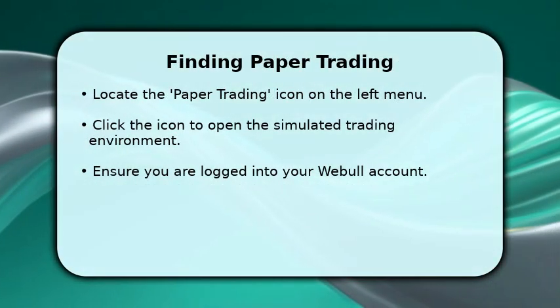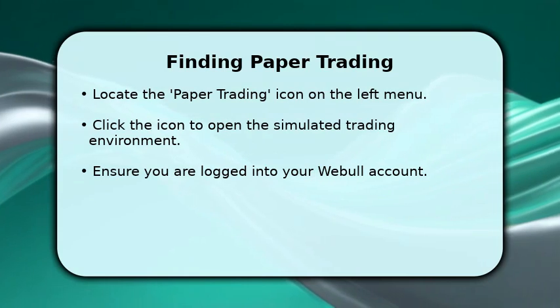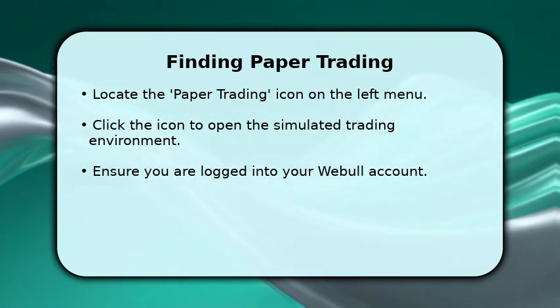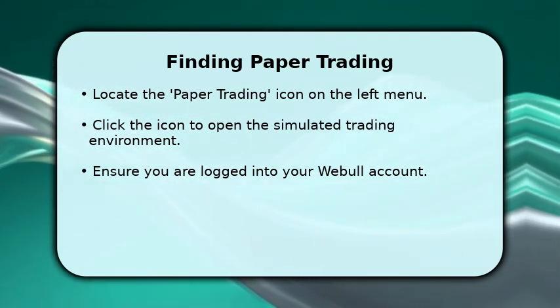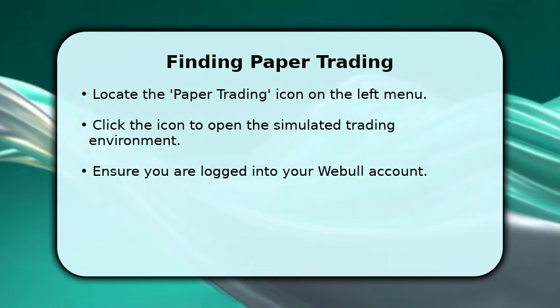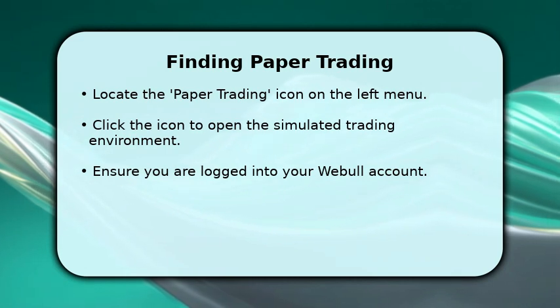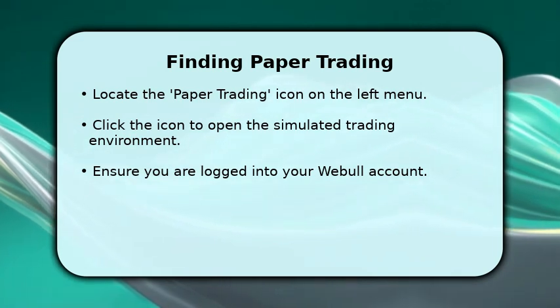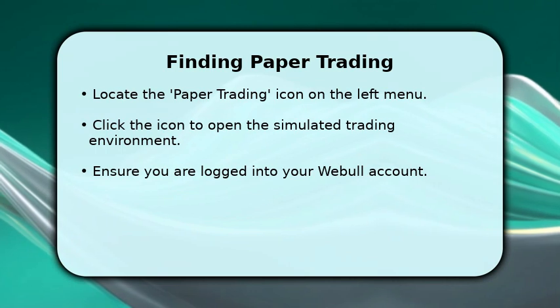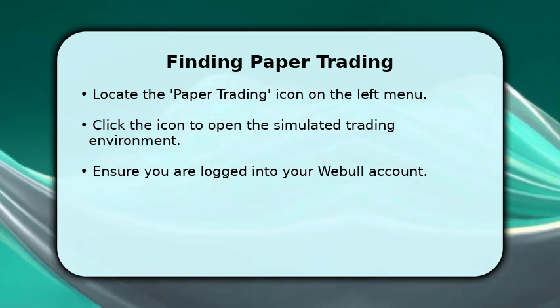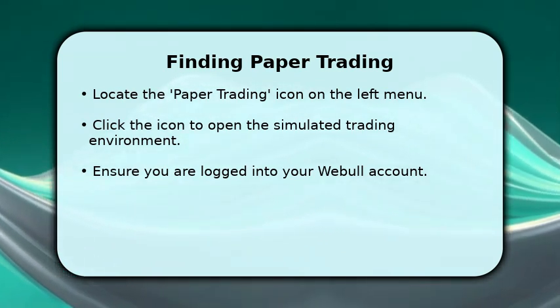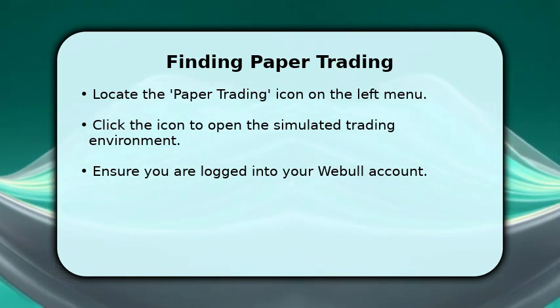To begin your practice session, simply navigate to the left-hand menu bar on your Webull desktop application. Look for the paper trading icon, often represented by a $ sign within a square. Clicking this icon will seamlessly transition you into the simulated trading environment. Make sure you are logged into your Webull account to access this valuable tool and start practicing immediately.